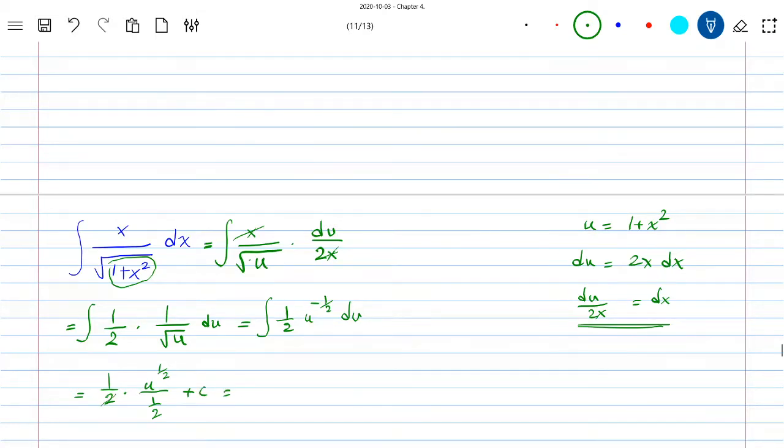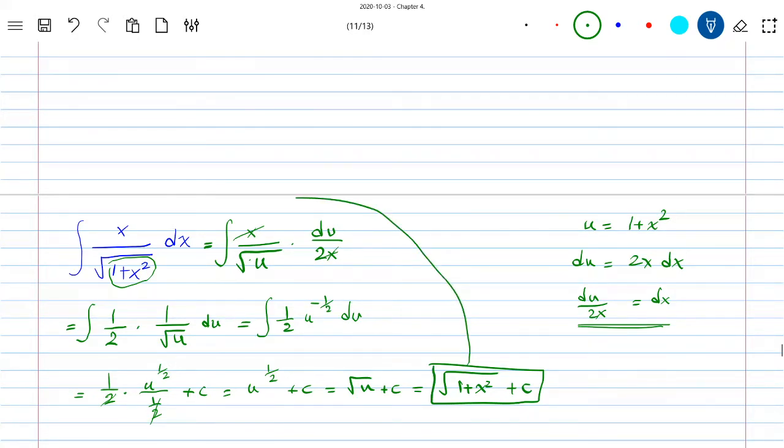You can simplify. 2 multiplied by 1/2 will cancel out. So what we have is u to the power 1/2 plus c. That is square root of u plus c. And what is u? u was 1 plus x squared, plus some constant. And this is the integral. Again, you can double check your work by taking a derivative and seeing that you get x divided by 1 plus x squared.